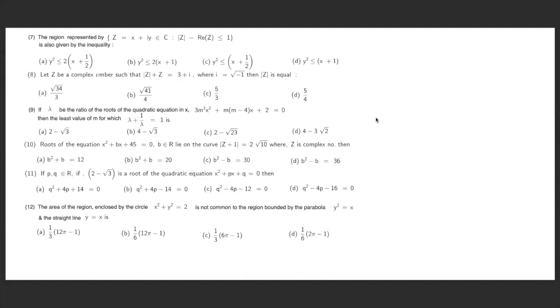Now let us look at the seventh problem. So here z is a complex number. We have to compute this, and this is an inequality, also given as an inequality. Let us check this. So let us solve this problem.